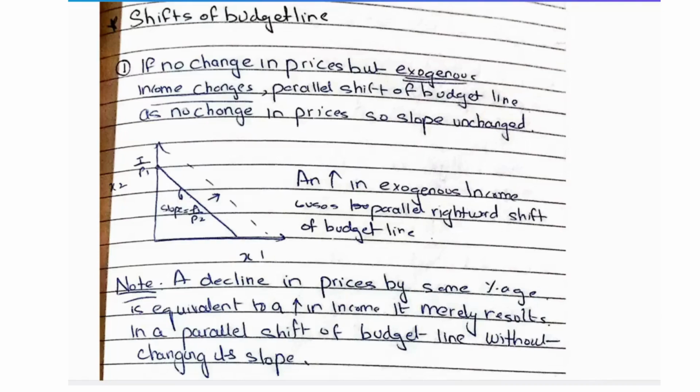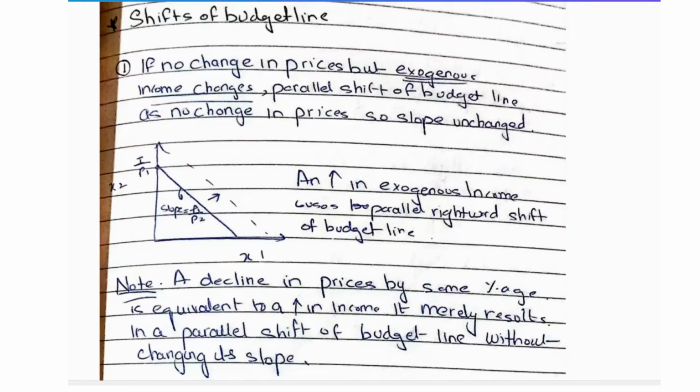We want to now look at shifts of budget line. Here we'll look at two scenarios. The first is if there is no change in prices, but only your fixed or exogenous income I changes. So in that case, we will see a parallel shift in the budget line. Since prices have not changed, slope remains unchanged, because we know the slope is a negative ratio of prices.